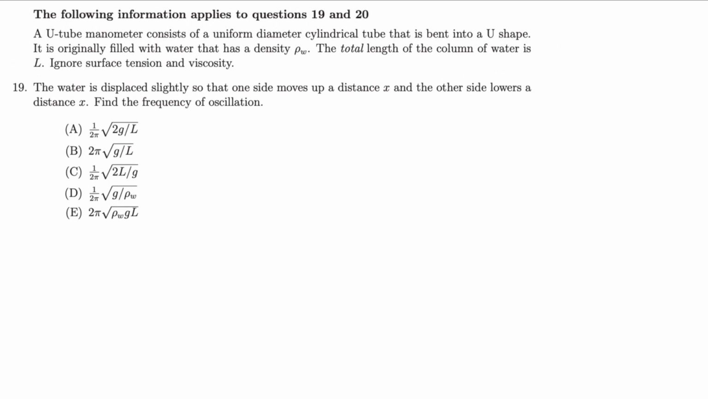We're given a U-tube manometer consisting of a uniform density cylindrical tube that is bent into a U-shape. It is originally filled with water that has density Pw. The total length of the column of water is L. Ignore surface tension and viscosity. The water is displaced slightly so that one side moves up a distance x and the other side lowers a distance x. Find the frequency of oscillation.